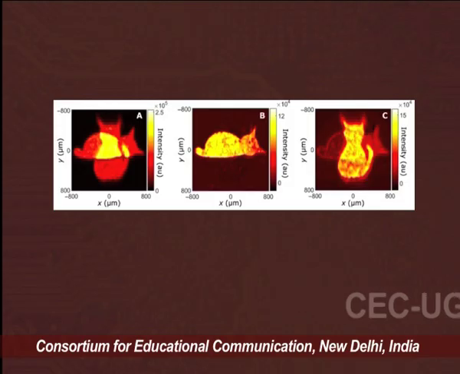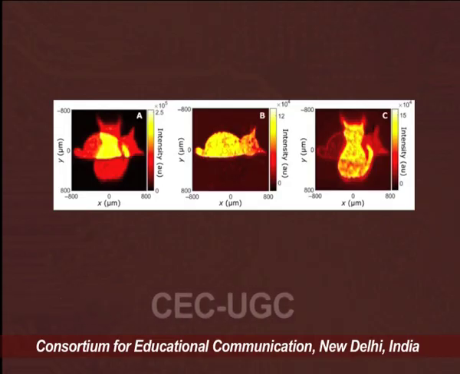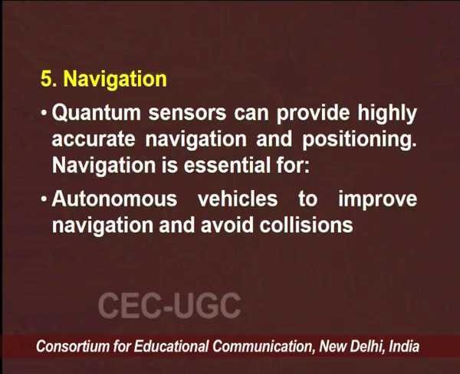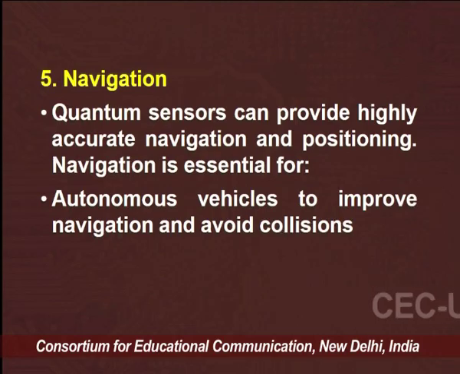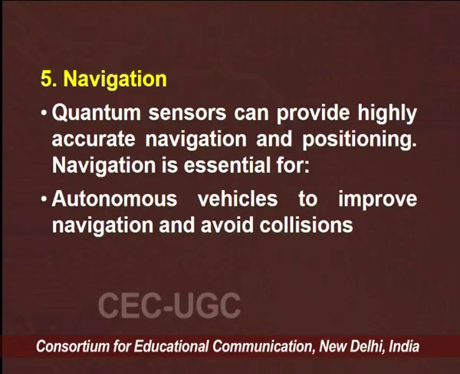Now, we can see there is a difference that can be detected through the quantum sensor, that easily a great resolution you can find out in the quantum sensor. Another important application is in navigation. So, quantum sensors can provide highly accurate navigation, and positioning navigation is essential for autonomous vehicles to improve the navigation and avoid collisions, and for aerospace to improve the satellite navigations and the guidance system.